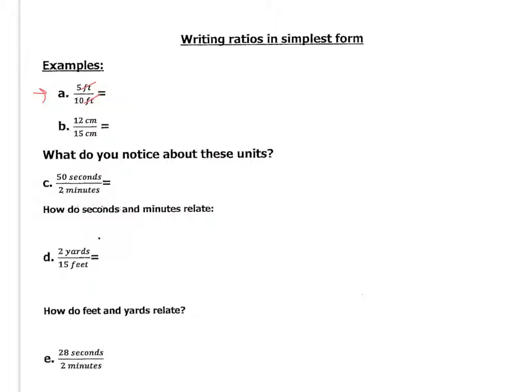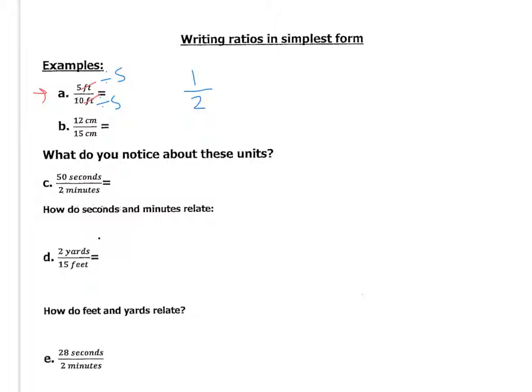And we want to see, okay, what can we divide both 5 and 10 by? And you can divide them both by 5. So if we divide 5 by 5, we get 1 on top, and 10 divided by 5 gives us 2 on the bottom. So the ratio 5 feet over 10 feet simplifies to 1/2.